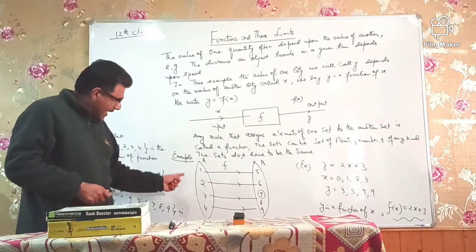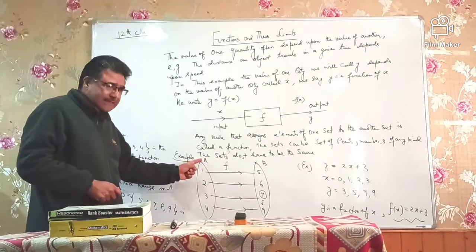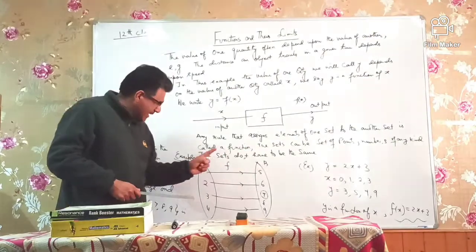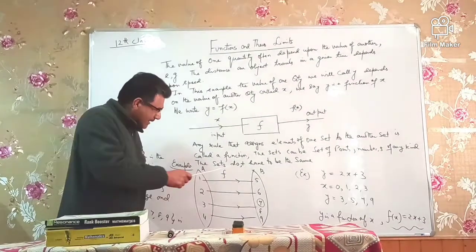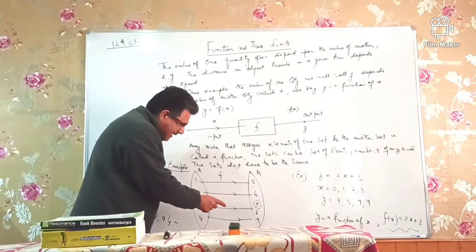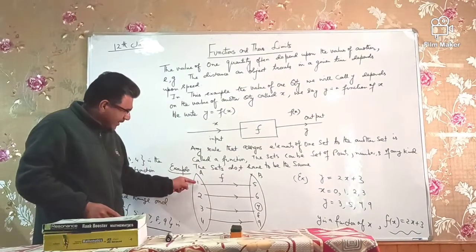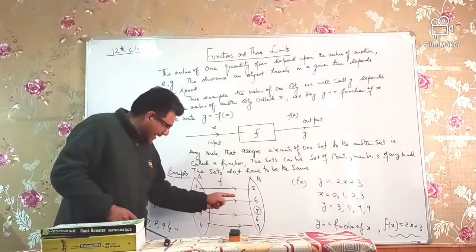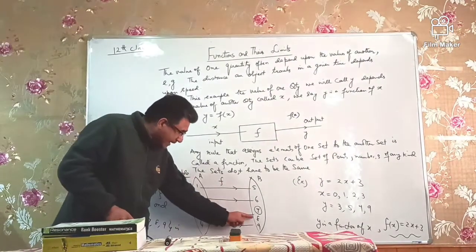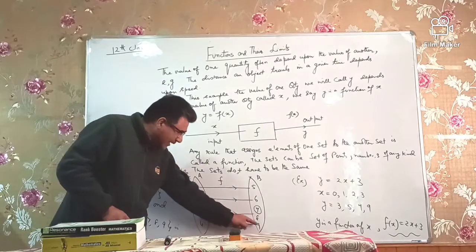For example, I will take an example. Let us consider set A and set B. Set A contains 1, 2, 3, 4 and set B contains 5, 6, 7, 8 and 9. If I give input 1, we'll get 5. If I put 2, we'll get 6. If I put 3, we'll get 8. If I put 4, we'll get 9.